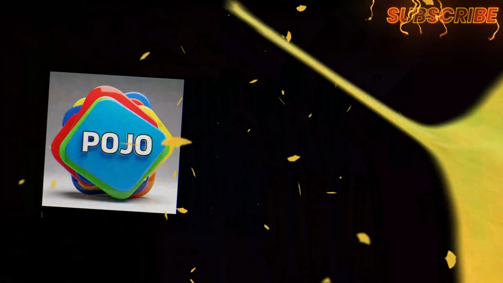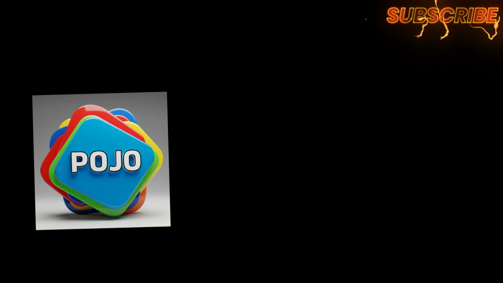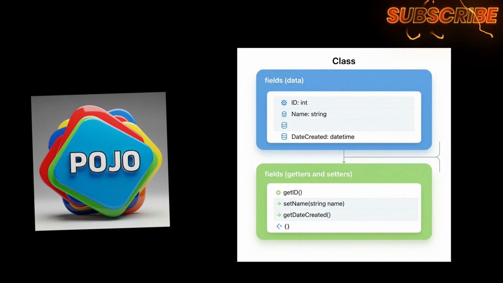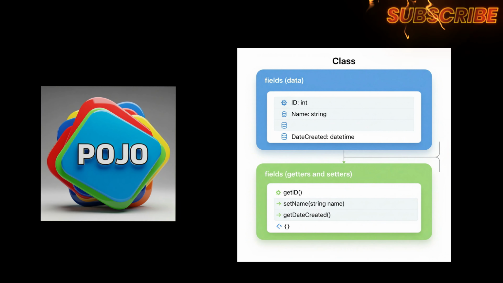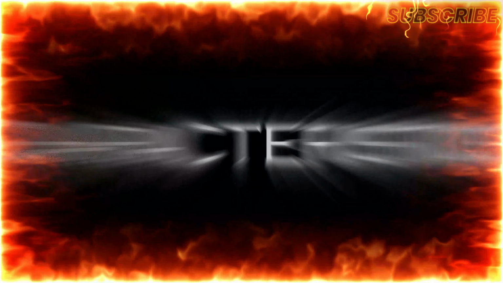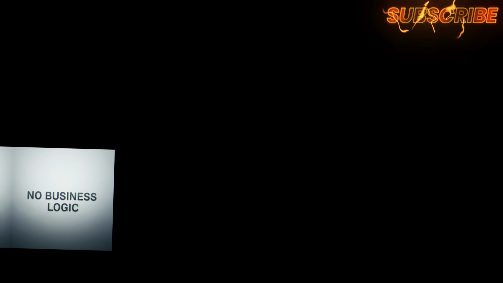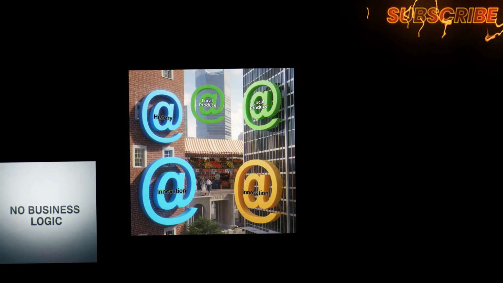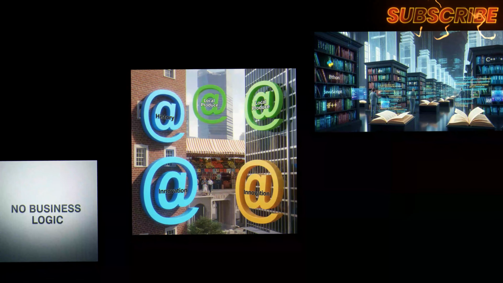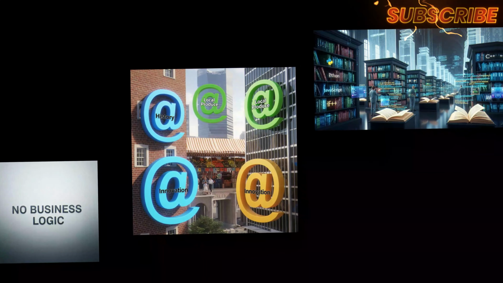Let us discuss the POJO, the most basic type of Java object. It is a very simple class that contains the fields, that is the data, and the methods to access and modify those fields, which are getters and setters. When it comes to characteristics, a POJO has no business logic. It has no framework dependencies, such as annotations, and no external dependencies other than the Java libraries. Its whole purpose is to store data.